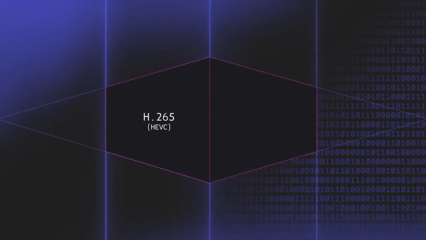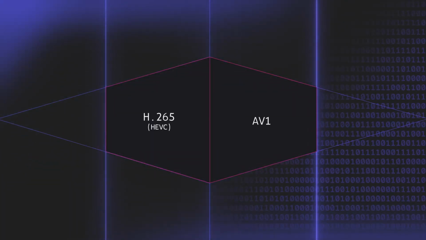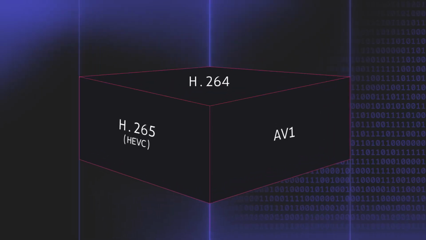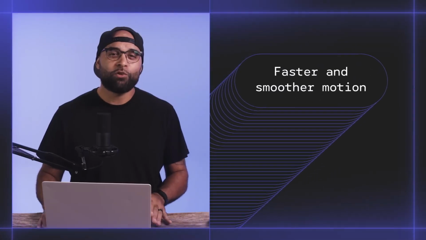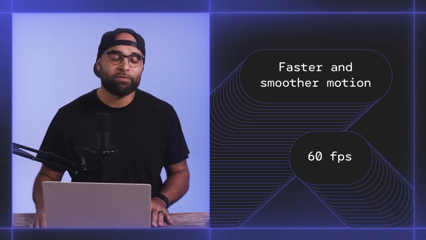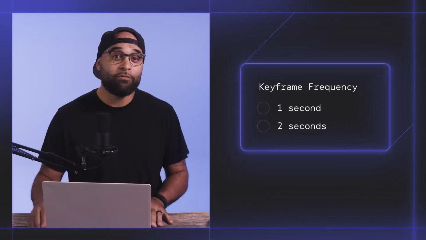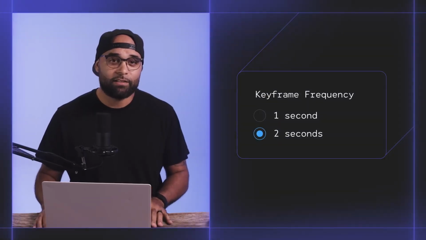While simul streaming, finding a balance between smooth playback for your viewers and high quality visuals is key. We recommend using codecs like H.265, HEVC, or AV1 for the best visuals. And if those aren't an option for your setup, H.264 also delivers great results. For faster and smoother motion, shoot for a frame rate up to 60 frames per second. And make sure to set your keyframe frequency to 2 seconds for optimal compatibility and quality.